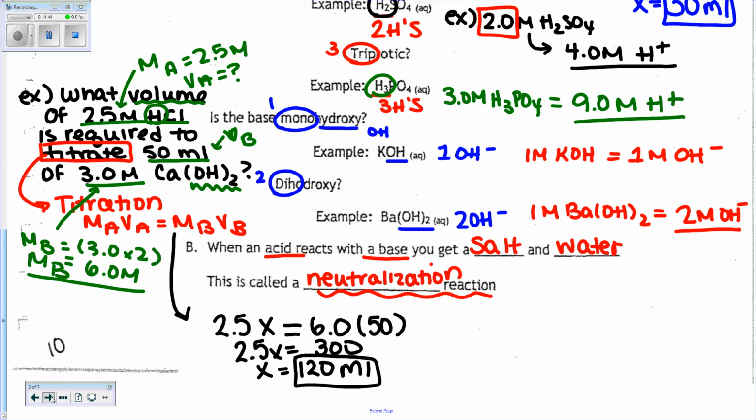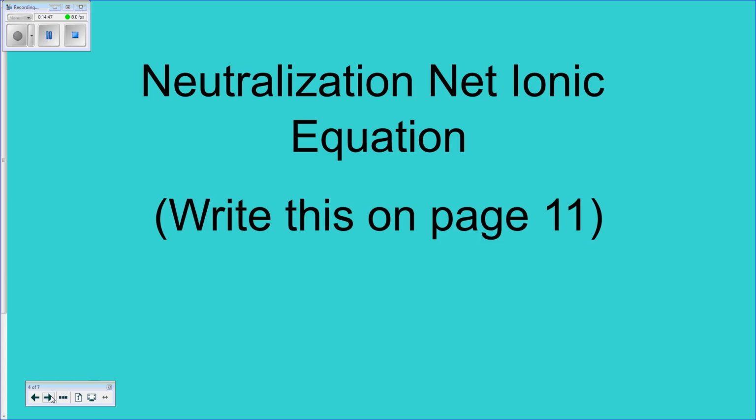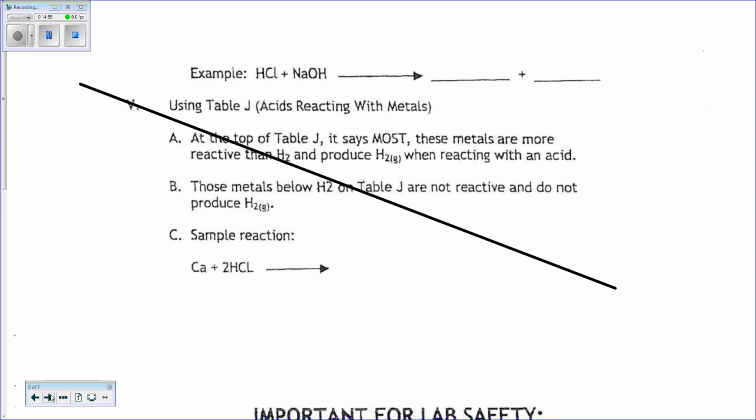Okay, so then I want to just talk about the neutralization net ionic equation. We're going to write this on page 11. So if you flip to the very next page, page 11, you can cross out the "using table J," not that it's not important, but we've done that enough, I think. So go ahead and cross that out. And now, what we're going to do, they give us this example up at the top. Well, this was an example of neutralization.